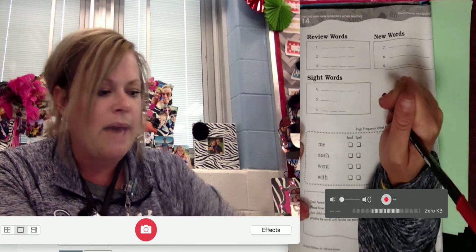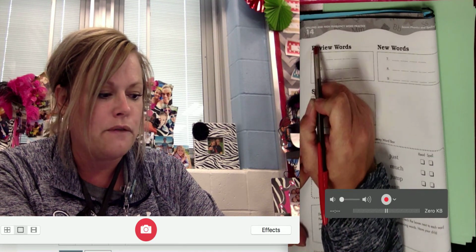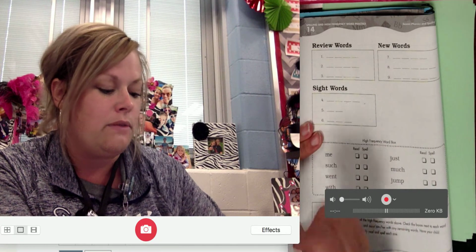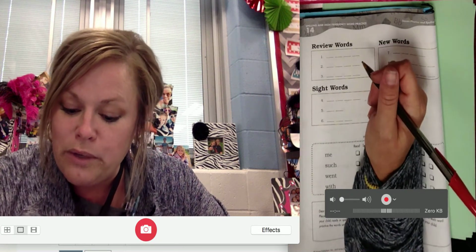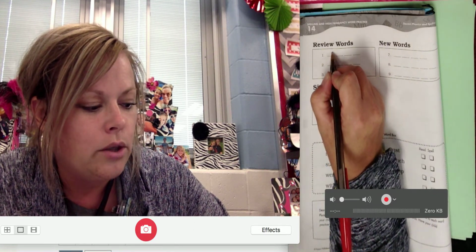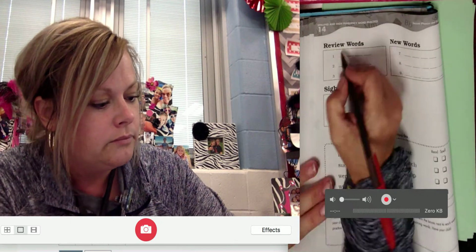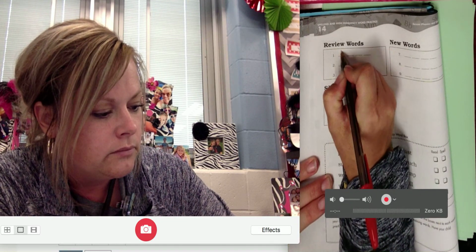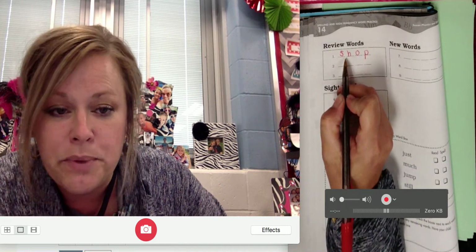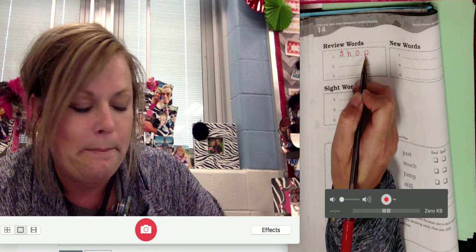Go ahead and turn to the back on page Spelling and High Frequency Word Practice, number 14. Let's go ahead and review some words that have the sounds we've already learned. So number one review word is shop. Shop. Go ahead and write it. Shop has the digraph SH we talked about this week, and the o like octopus and p like pig.